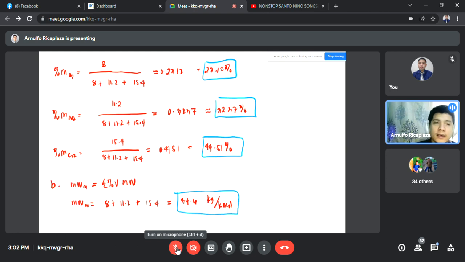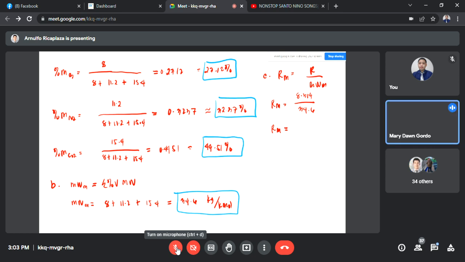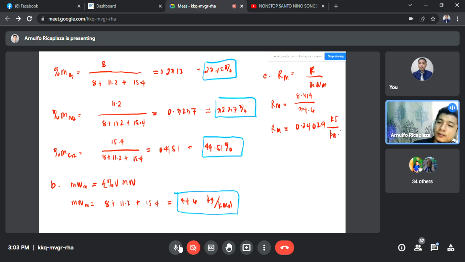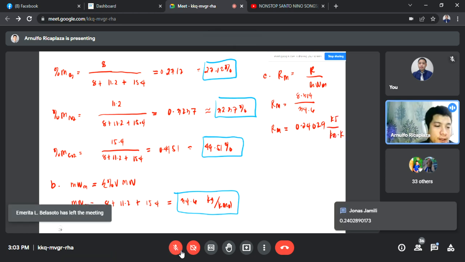Okay, letter C should be easier. We have the R of the mixture is equal to the R over the molecular weight of the mixture. So Rm is equal to 8.314 divided by 34.6, which is 0.2403 kilojoules per kilogram-kelvin.